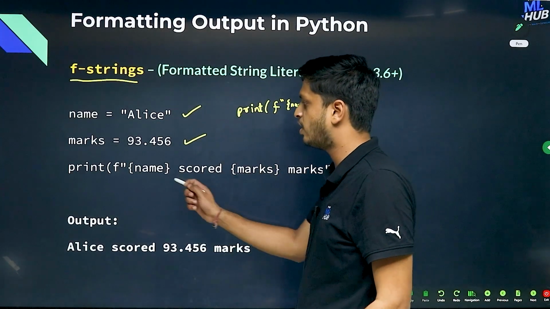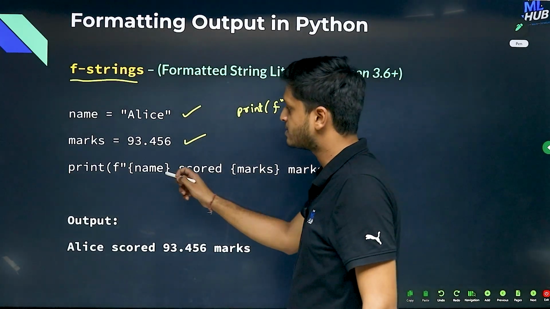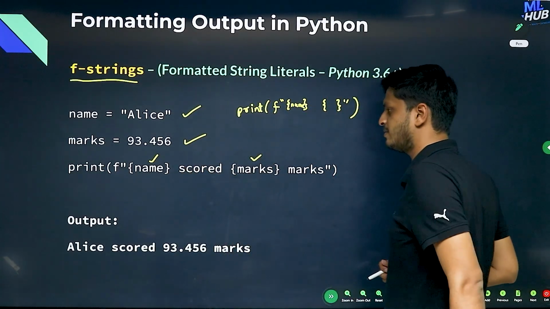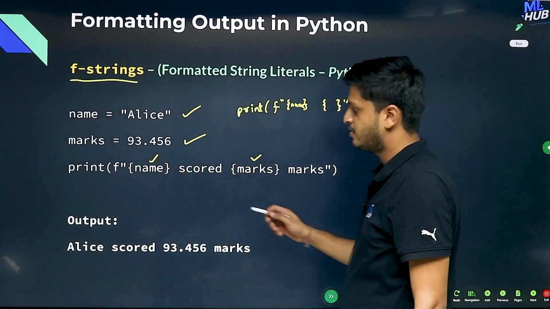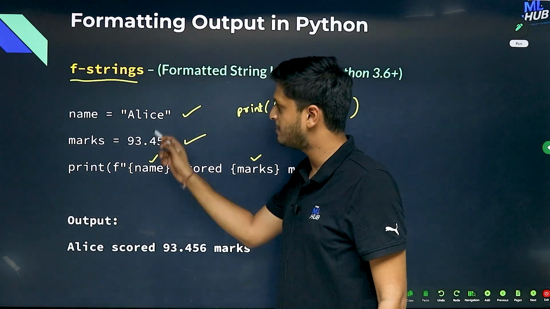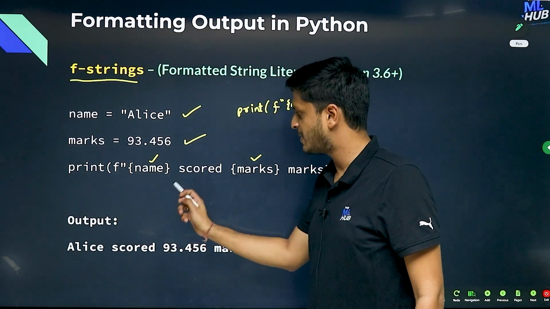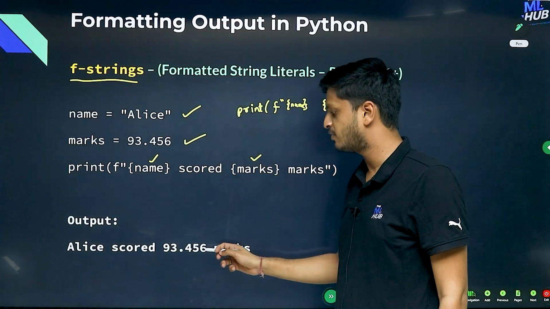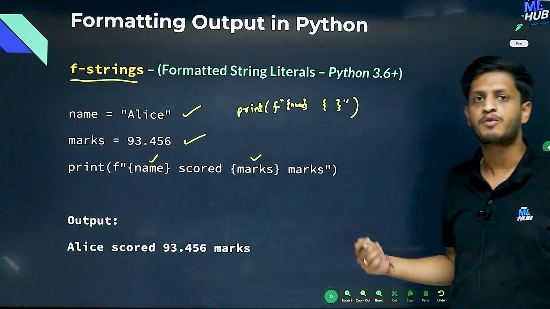So what it will do, it will not print name and marks here. It will instead print the value of name and the value of marks inside the string. Okay, so the output will be, the value of name is Alice. So Alice, space is there, scored, then marks is 93.456. So 93.456 marks. This is what will be printed.